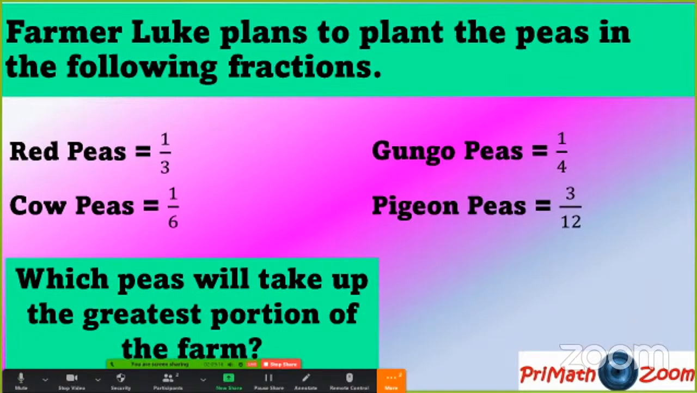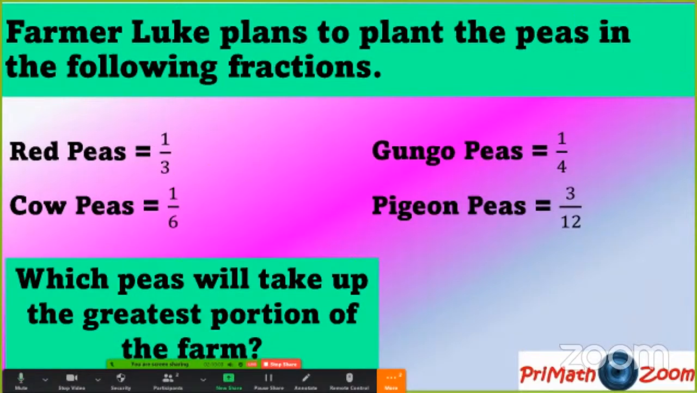Yes. All right, definitely. Great job, guys. So I have seen a lot of persons saying that 12 will now be your denominator. I'll give you guys a minute to tell me what would be the equivalent fraction now for the red peas if it's taking up 1/3 of the farm. What would be the equivalent fraction for 1/3 with the denominator being 12?